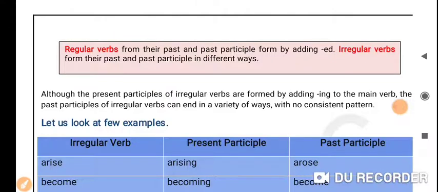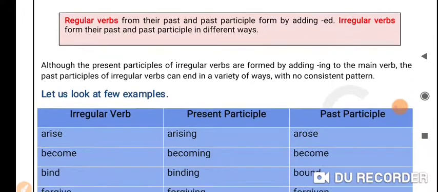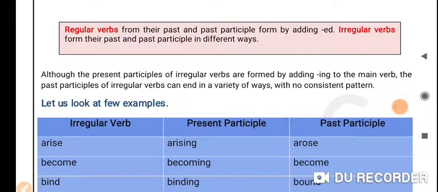If you remember, in our previous video, we learned there are two types of participles, present participles and past participles. We learned that present participles are formed by adding ing to the verbs, and past participles are formed when we add d or ed to them. But for this, we need to know there are two types of verbs, regular and irregular. Regular verbs form their past and past participles by adding ed or d.